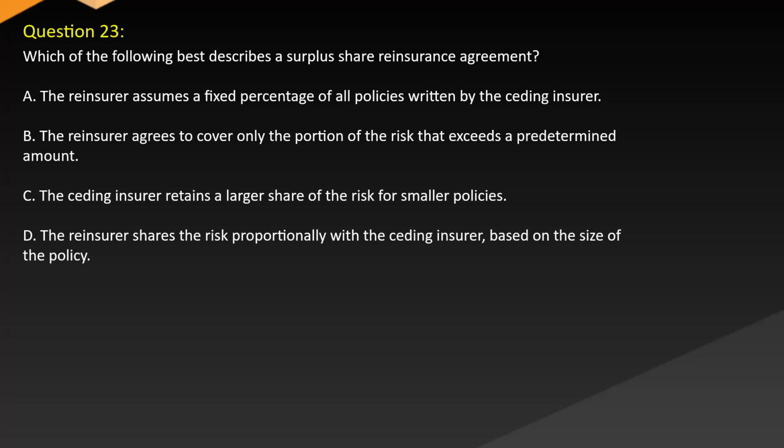Question 23. Which of the following best describes a surplus share reinsurance agreement? A. The reinsurer assumes a fixed percentage of all policies written by the ceding insurer. B. The reinsurer agrees to cover only the portion of the risk that exceeds a predetermined amount. C. The ceding insurer retains a larger share of the risk for smaller policies. D. The reinsurer shares the risk proportionally with the ceding insurer based on the size of the policy.